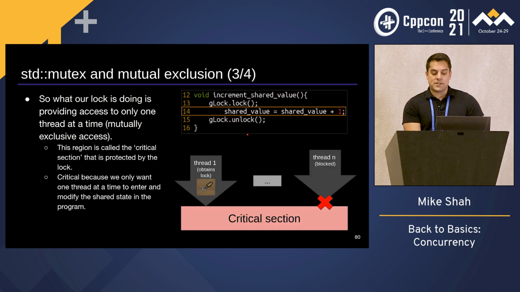Okay, so here's the illustration. Again, if you can imagine one of the threads having the key, it can access our critical section, and all the other threads are blocked. Okay, so they have to wait. They're just sort of knocking at the door every once in a while to see if they can access or obtain the lock.